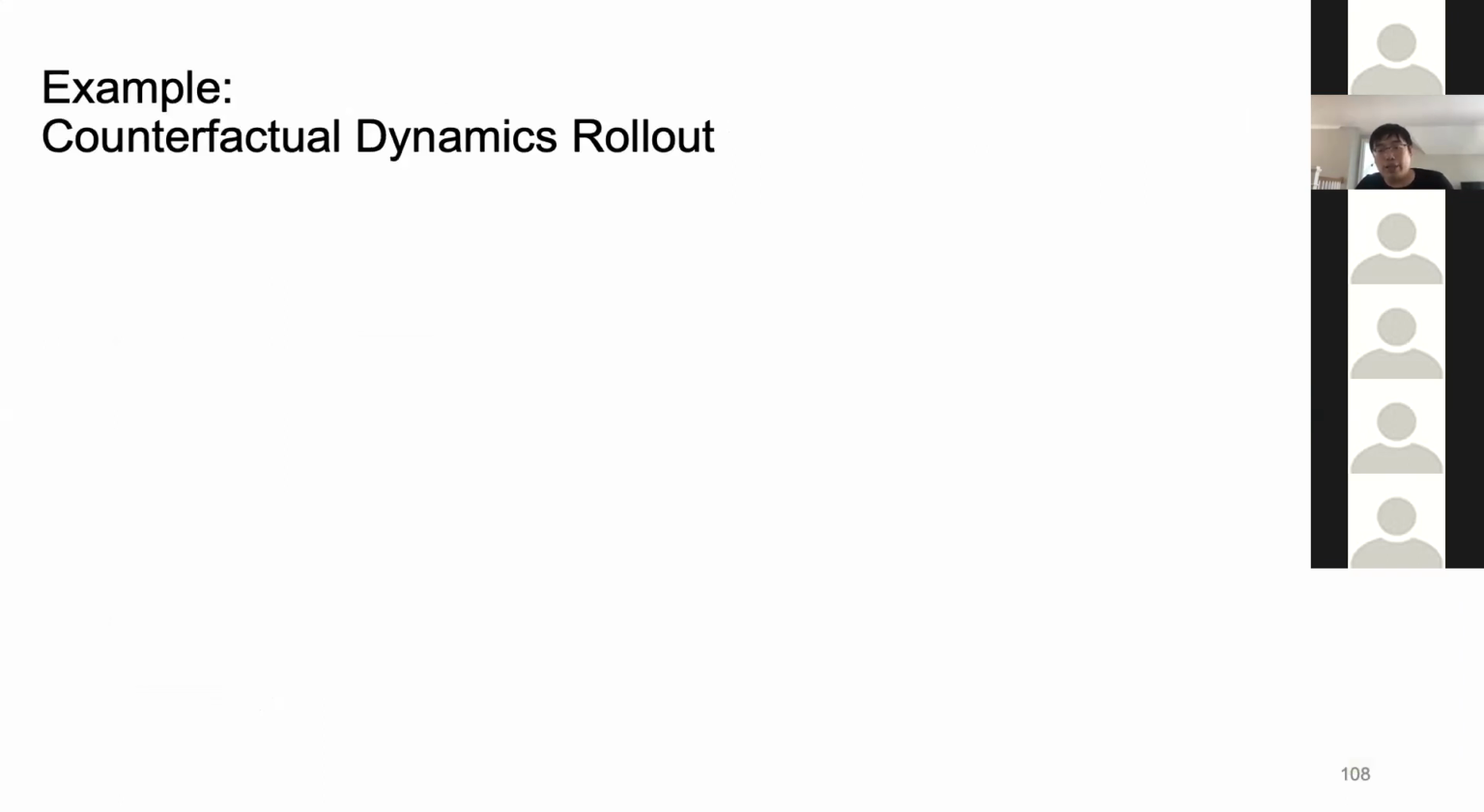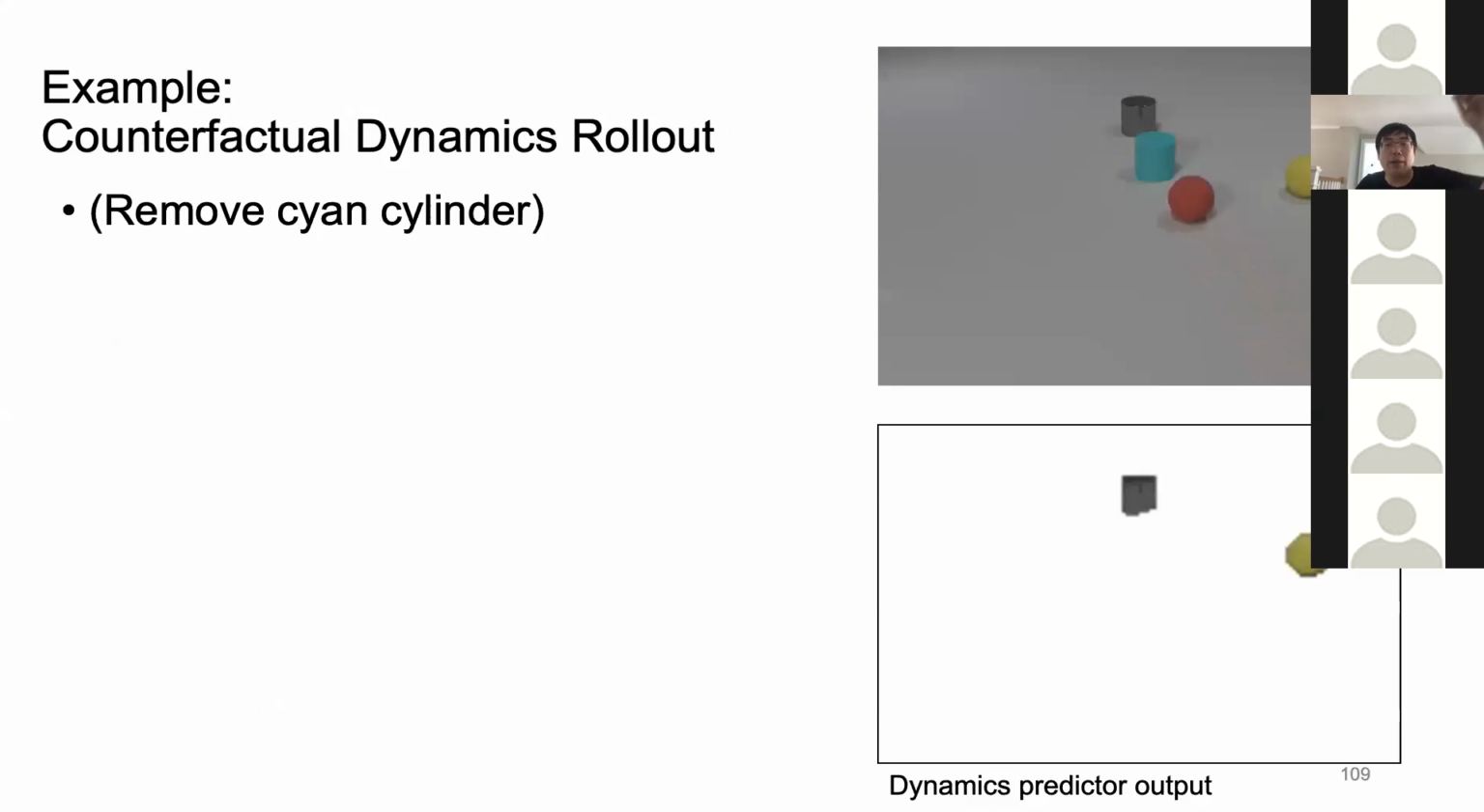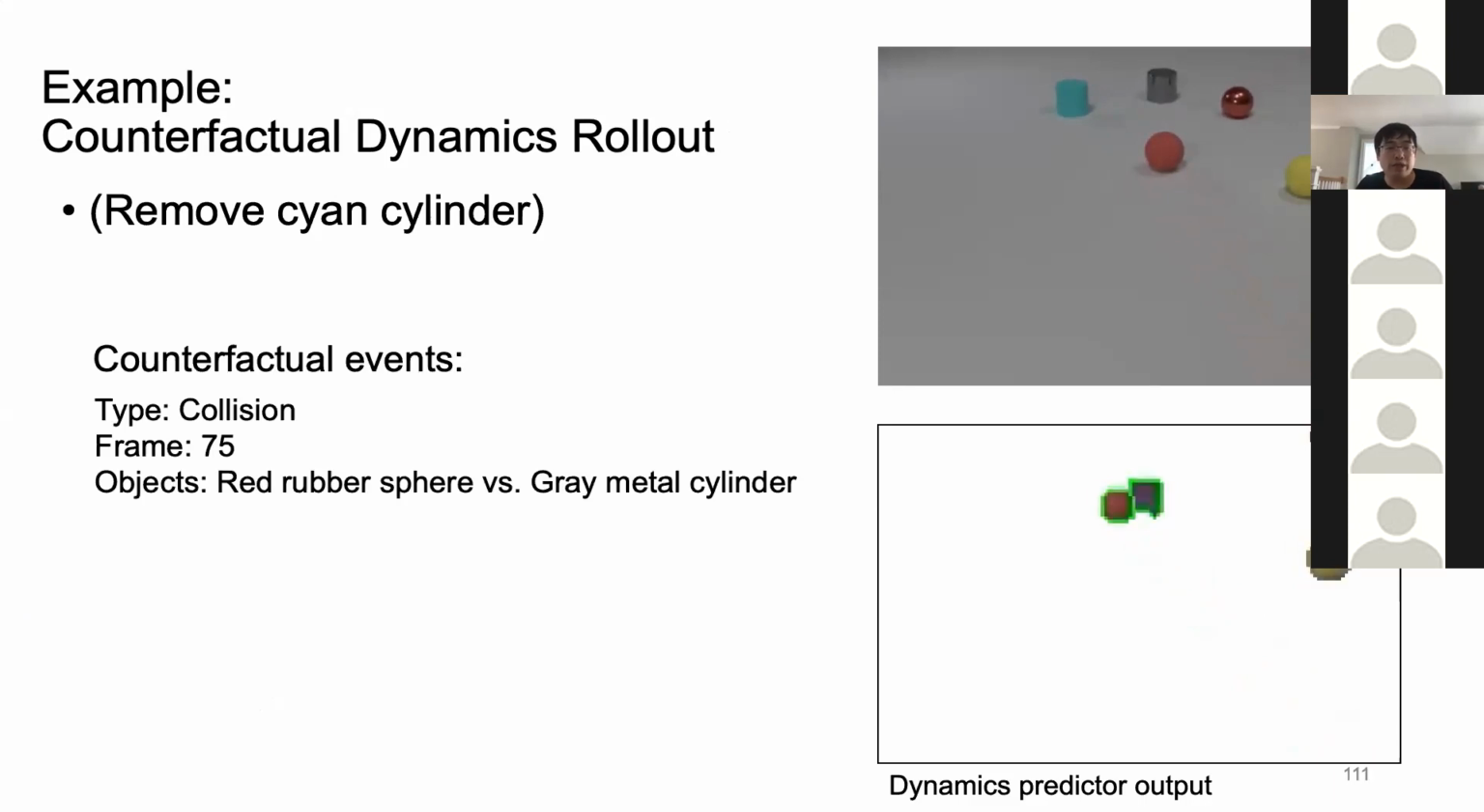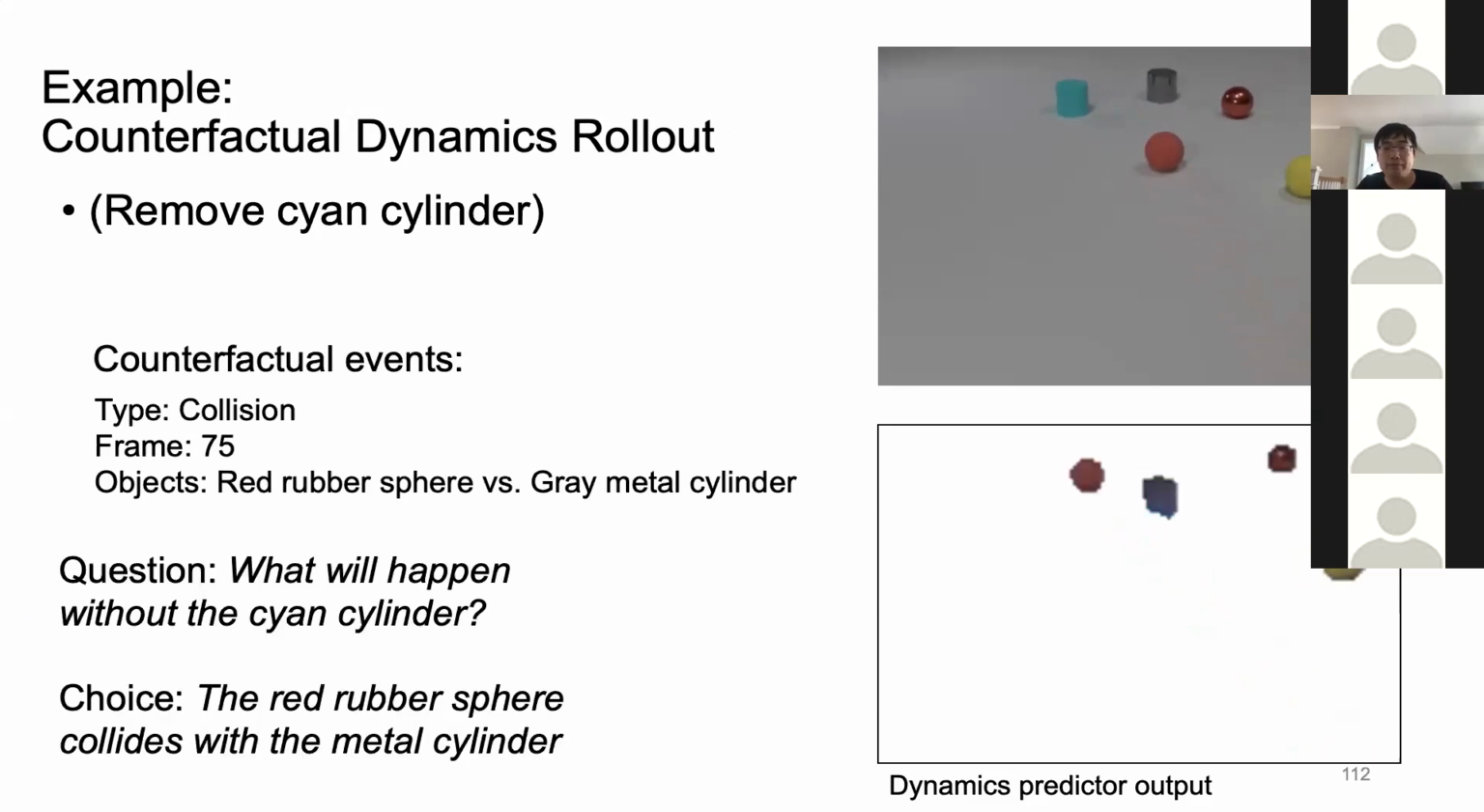So here I will show an example of how this model performs counterfactual reasoning. The upper video shows the input video, and the lower video shows the predicted trajectory when the cylinder is removed. So you can see that our model can capture the counterfactual event without observing it and answer the question quite accurately.